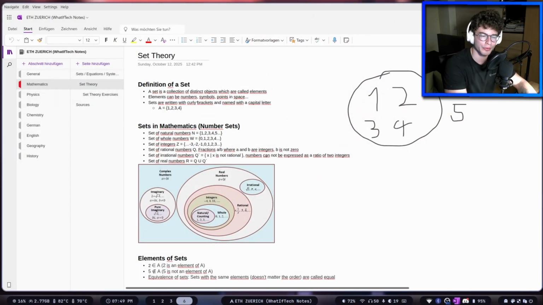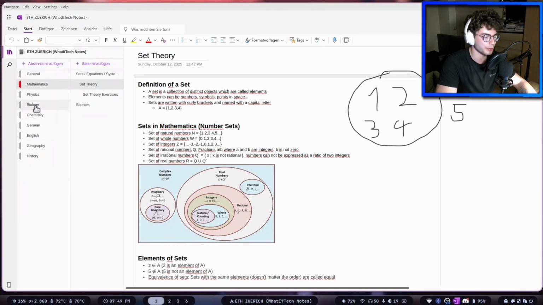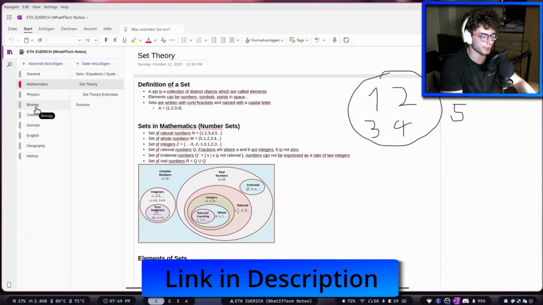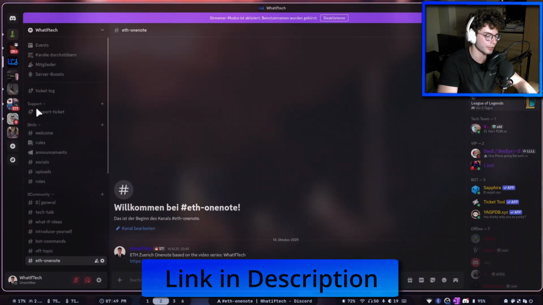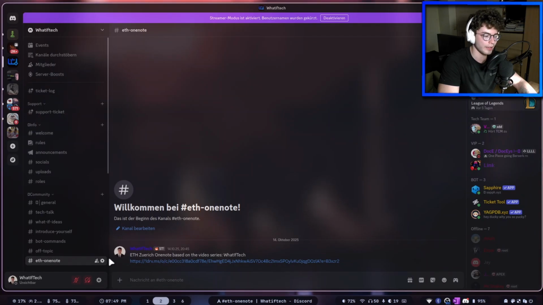university. For this process we will use this OneNote I previously created. There you can see all the subjects that will be asked from you on the entrance exam. The link to this OneNote will be in the community Discord. You can join the Discord via the link in the description. If you're on the Discord, you can go to ETH OneNote and click on this link. If there are any errors in the OneNote, please let us know in this channel and we will try to fix them. So we'll have a uniform OneNote that everyone can study from.